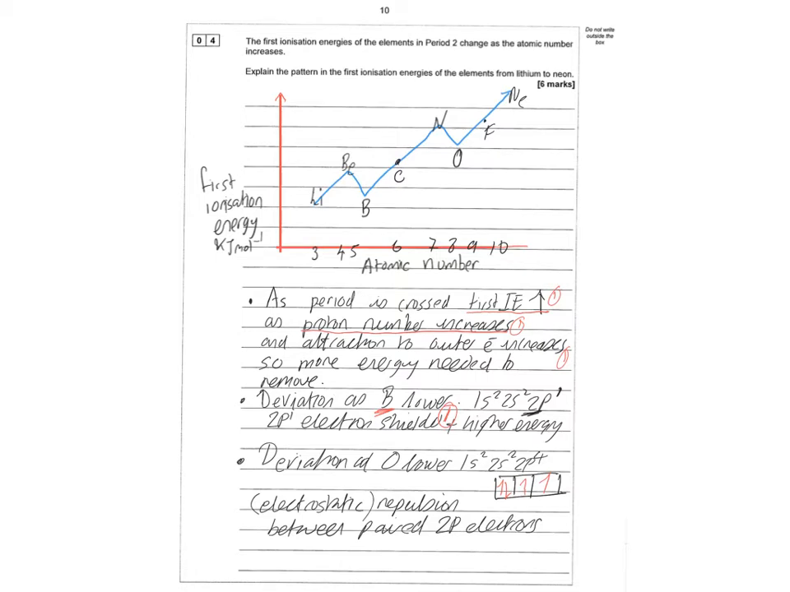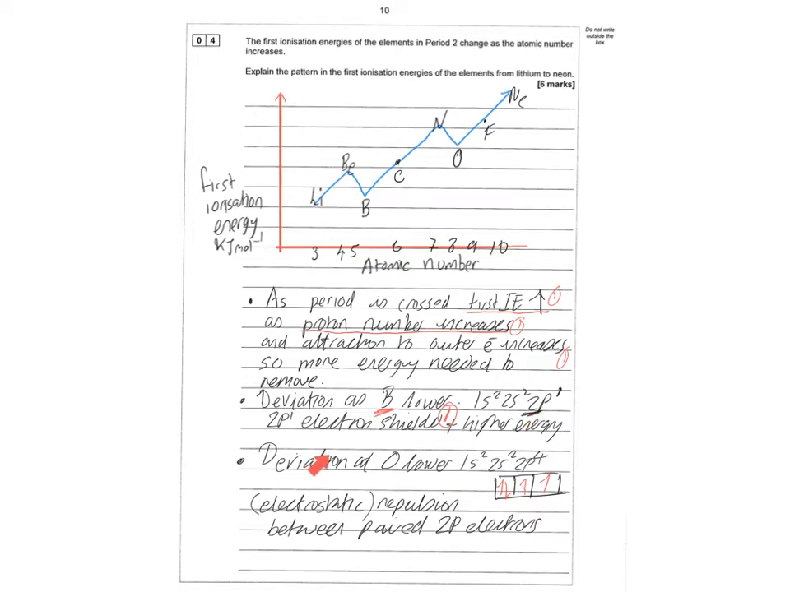Now, we also know that as you cross a period, that's the general trend, but there are 2 deviations always as you cross period 2 and period 3. And the first deviation is with boron. Write out the electron configuration of boron. Why is it lower than expected? Because there is shielding of the 2p electron, and also the p electron is of higher energy.